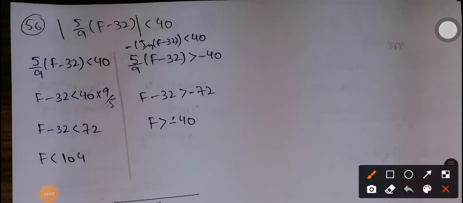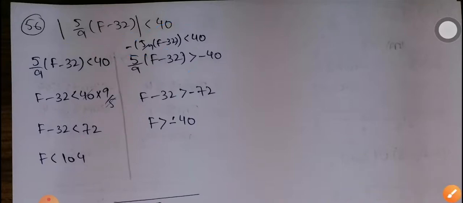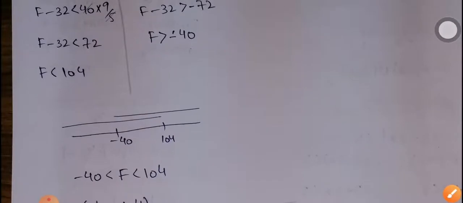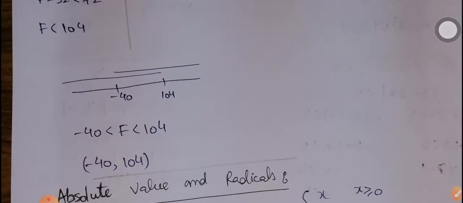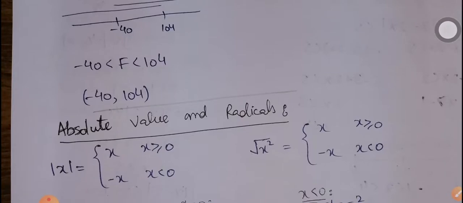Next, we have question number 56. Absolute value 5 by 9 into f minus 32 is less than 40. So again, one time positive, one time negative. And when we shift this negative sign to the other side, it is going to be greater than minus 40. And by solving this, we get f is less than 104 and greater than minus 40. And here is the result: minus 40 is less than f less than 104, or the interval is minus 40 to 104, open interval.